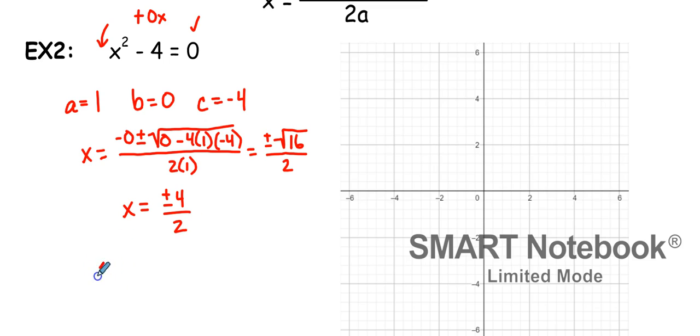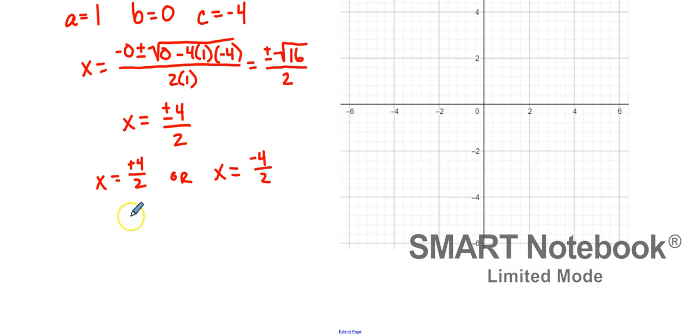And here again, we're going to split this up into x equals plus 4 over 2, and x equals negative 4 over 2. One last step to simplify. I've got one root at 4 divided by 2, which is 2, and another root at negative 4 divided by 2, which is negative 2. So here are my two roots.